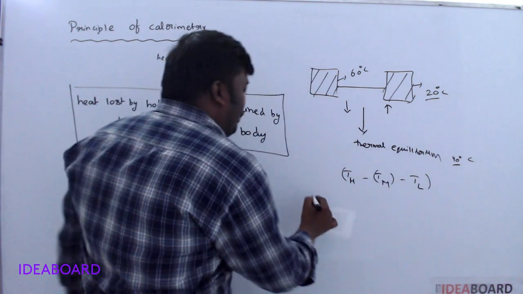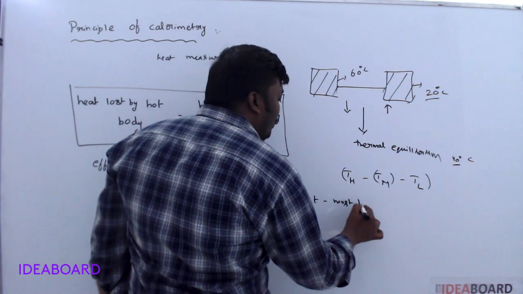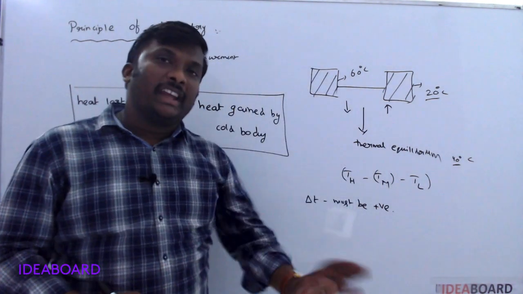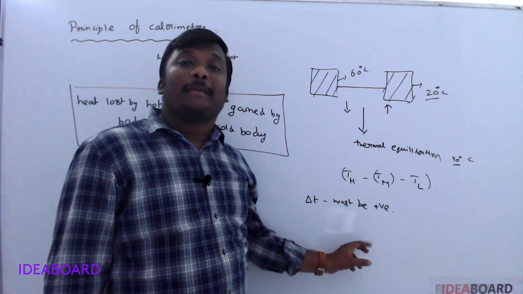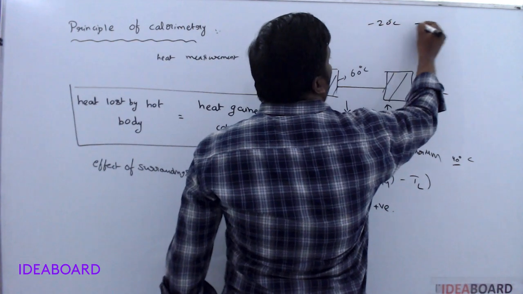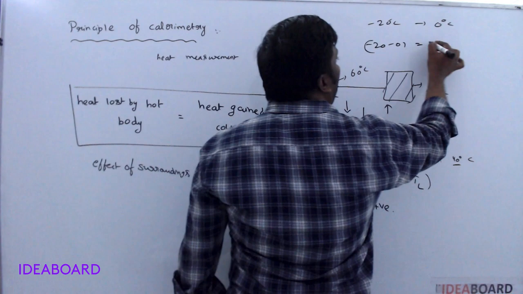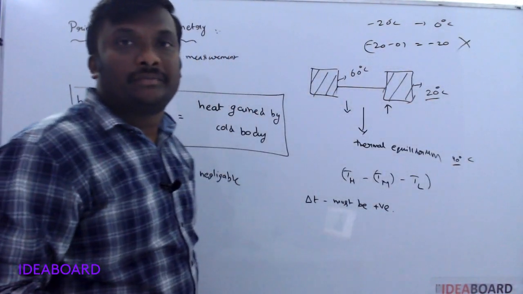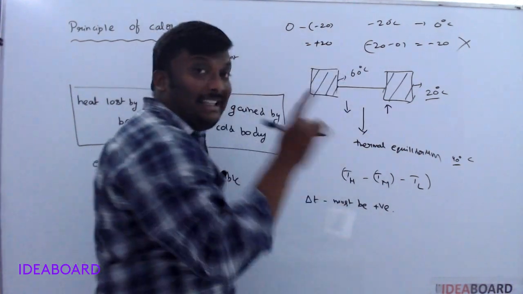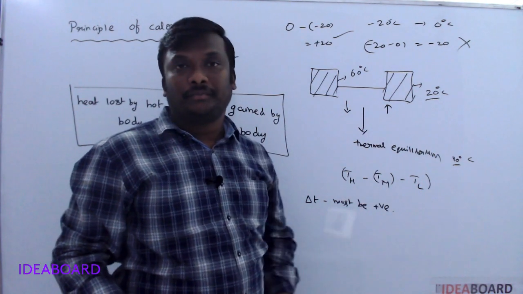Please understand, the change in temperature must be positive for calorimetry. No negative value comes in the temperature difference. The temperature difference must be positive. For example, say minus 20 reaches 0 degrees Celsius. So minus 20 minus 0 gives minus 20, which in calorimetry is wrong. 0 minus of minus 20 is equal to plus 20. That is correct in calorimetry because the temperature difference must be positive.